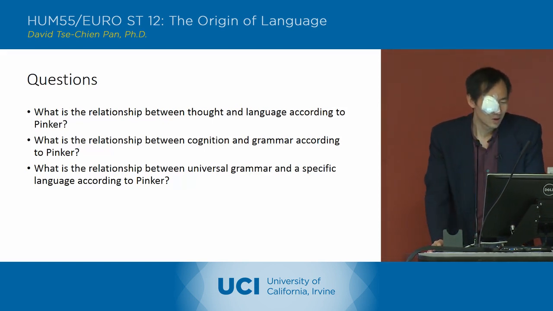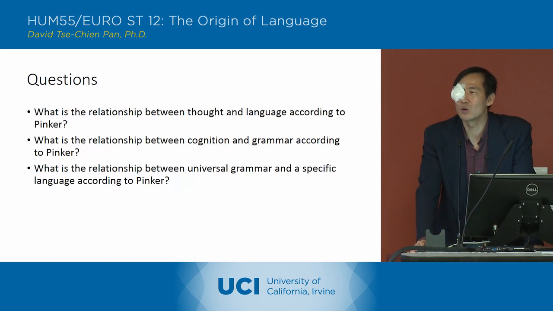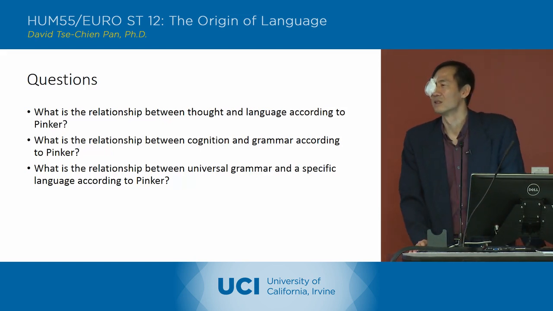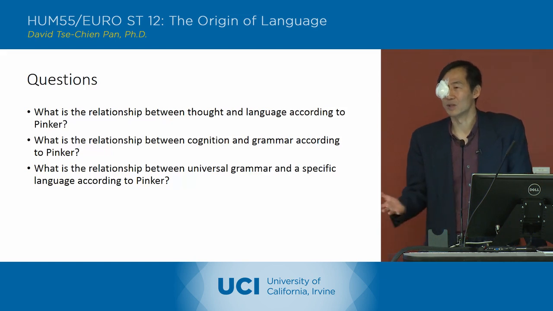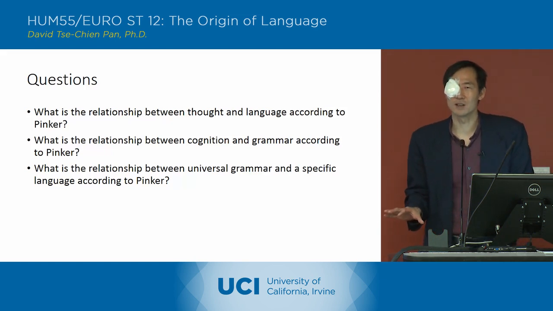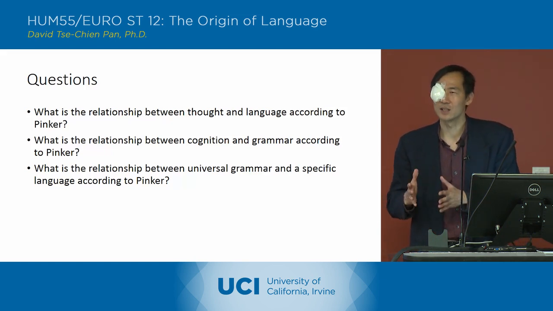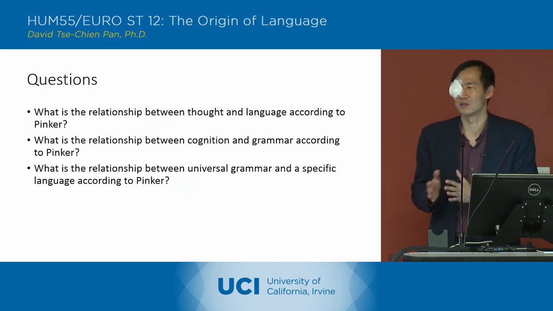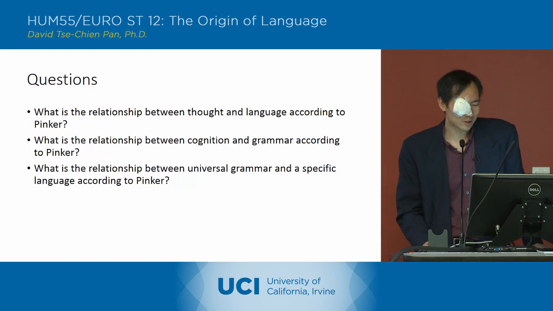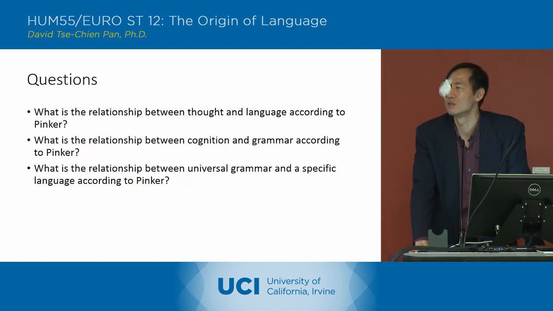Yeah, makes sense. Then, so what's the relation between thought and language according to Pinker? Yes, Kate? They're separate, right. They're separate in the brain, even though they have a linkage through the universal grammar, they're still separate, right? And the relationship between cognition and grammar?